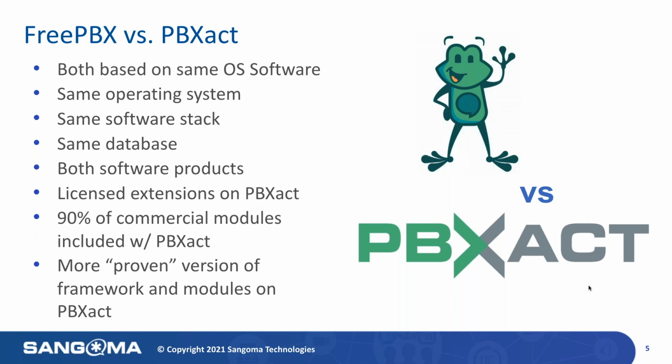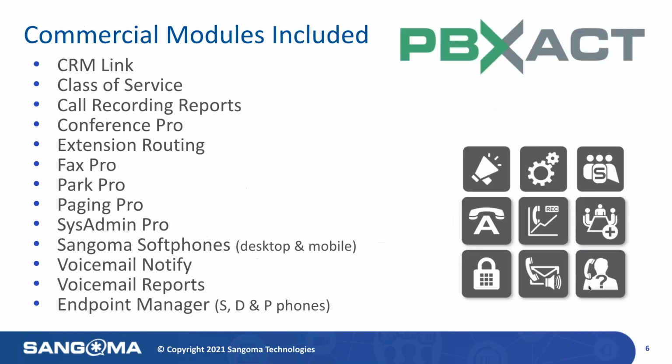So a novice system admin cannot accidentally go into PBXact and update or upgrade everything into an edge or alpha mode that potentially could cause some issues on your production phone system. We are only going to allow those updates to go to what we know to be the most bug-free, proven, stable version so that your production phone system keeps moving along the way you want it to.